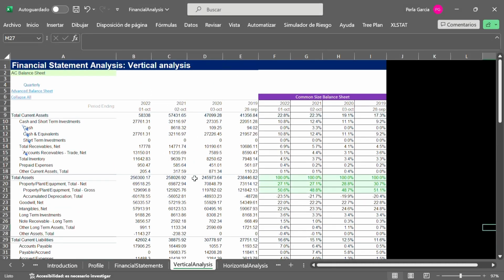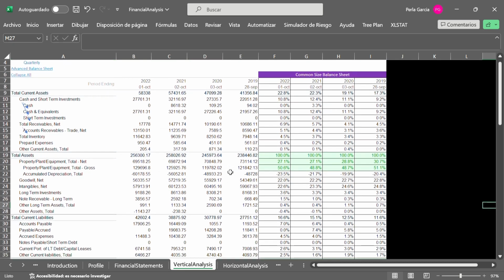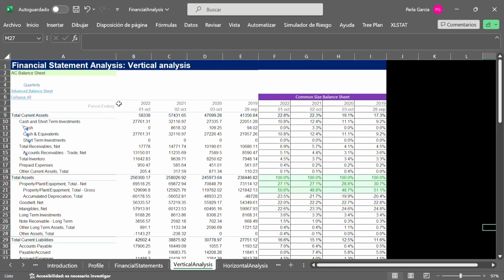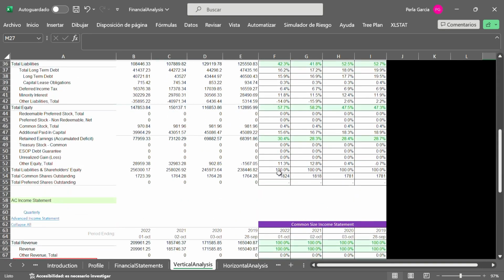Here in the vertical analysis, we can show how each financial statement is composed out of 100%, and what the aspect is that represents the 100% in each year. First, the financial statement shows us the financial position. Here we can see that total assets represent 100%, and total liabilities plus shareholders' equity also represent 100%.